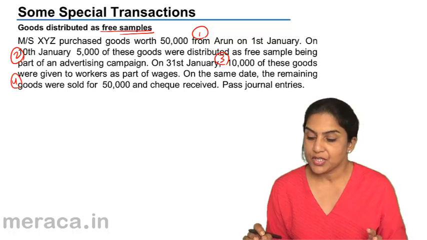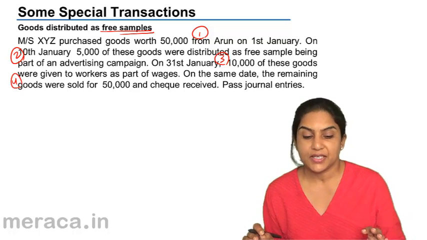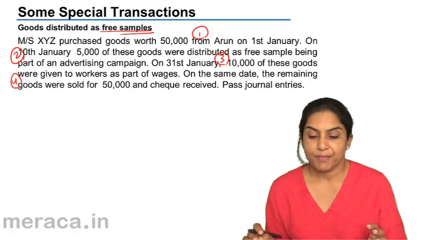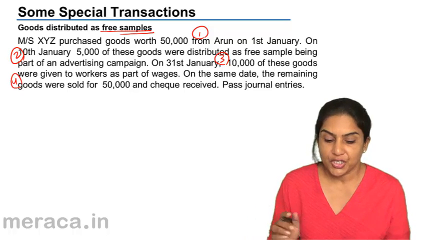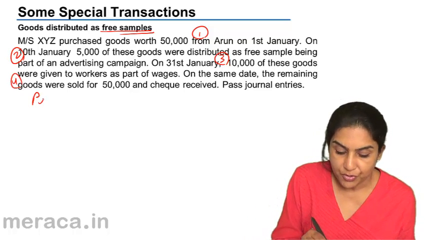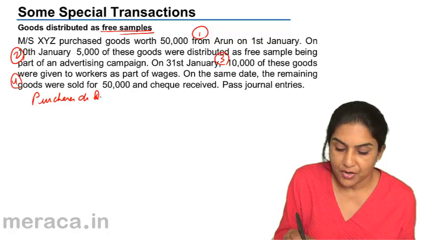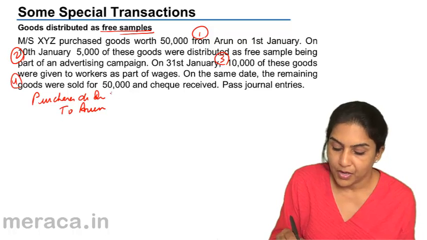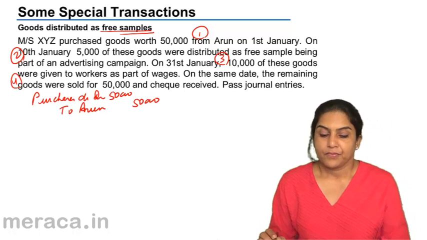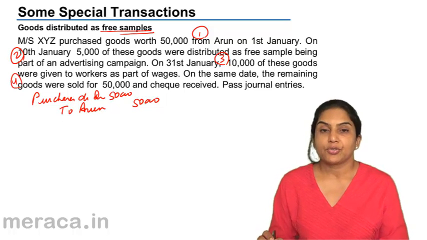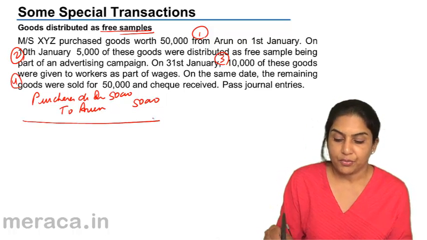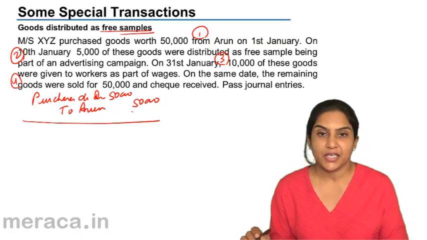These are entries in the books of Messrs. XYZ. So in Messrs. XYZ, for purchase of goods, the first entry would be purchases account debit to Arun. How much? 50,000. Purchases account debit to Arun, 50,000. I hope the entry is clear. We have done this several times.